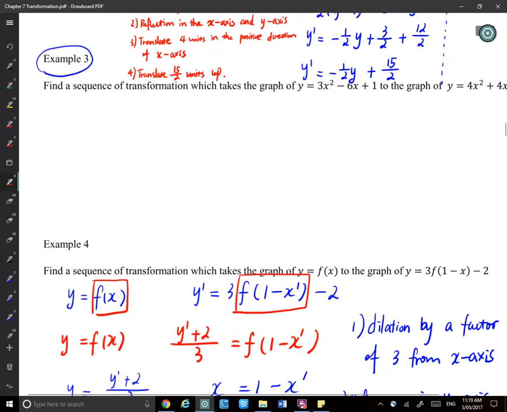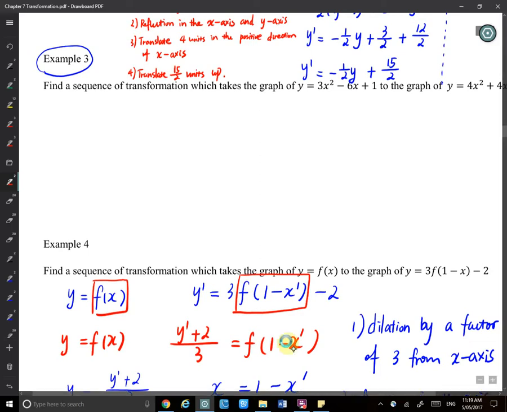Okay, first, only the same type of equations can be transformed to each other. And these equations are the same type of equations, all quadratics. So the graph both looks like this or this or this, so they definitely can be transferred to each other.